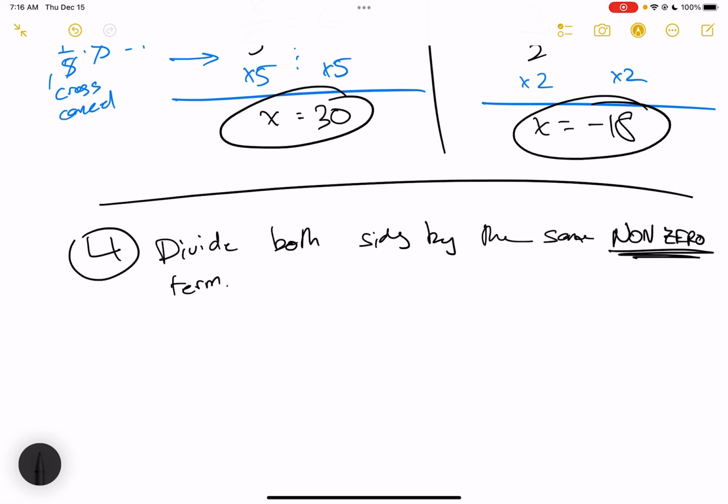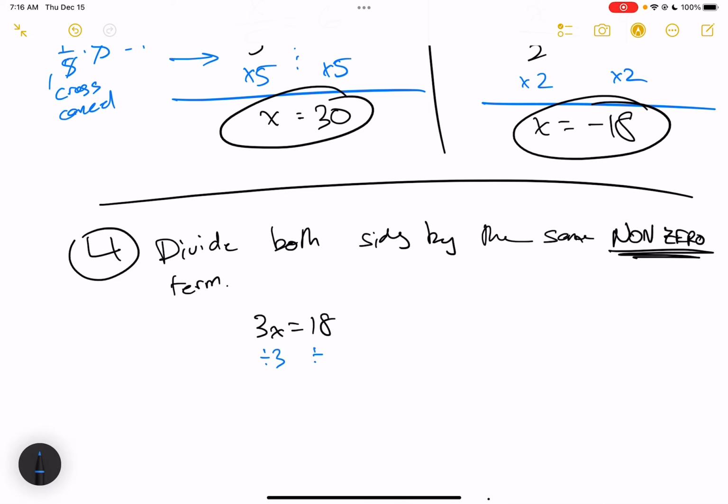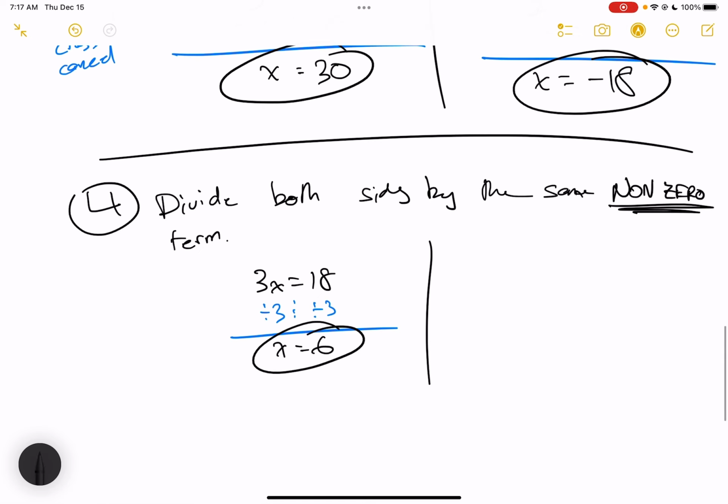Again, division is often the opposite of multiplication. So usually if I have something like 3x equals 18, I can cancel that out by dividing both sides by 3. And we're left with x equals 6 in this case. 18 divided by 3 leaves us with 6. And finally, one more left. Keep in mind that we can multiply and divide by negative numbers if we need to.